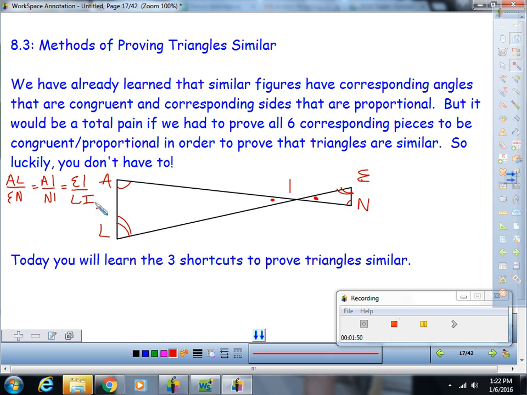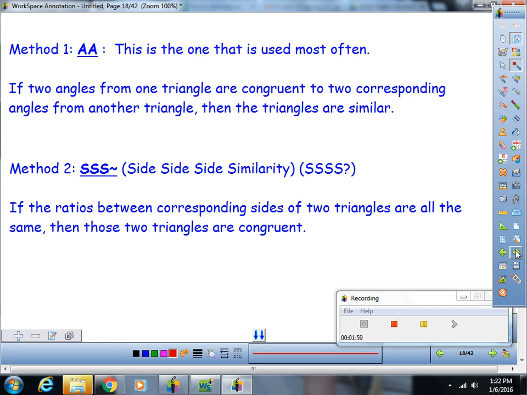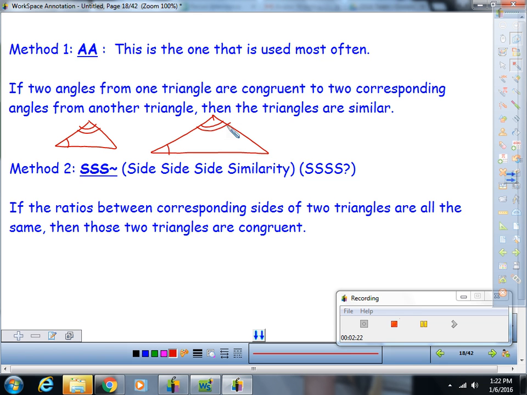There are 3 shortcuts. The first one is the one that you will use the most, and that is the AA method, okay? That just simply says if 2 angles from my triangle are congruent to 2 corresponding angles from your triangle, then those triangles must be similar.